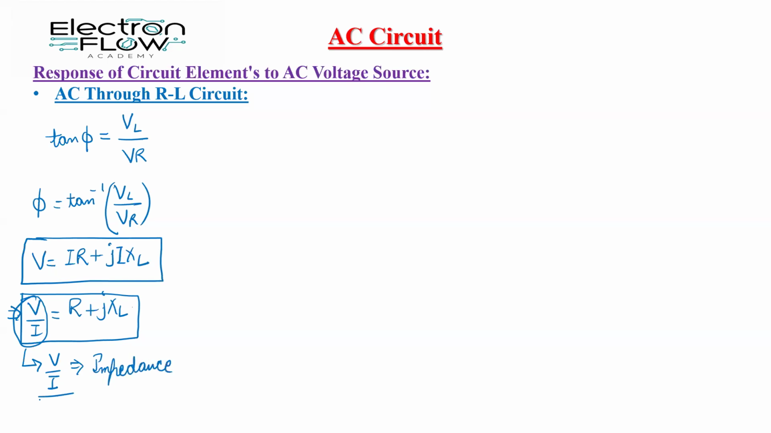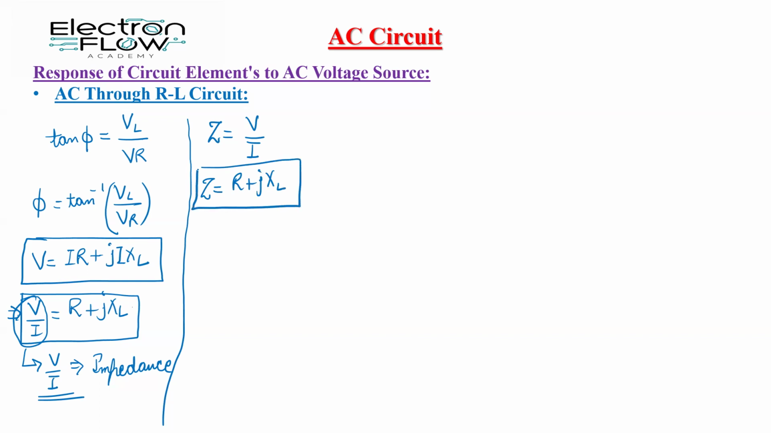Okay. So this is the ratio which is called the impedance of the circuit, and it is denoted by capital Z. The impedance may be regarded as the combined opposition offered to the flow of AC current. So basically, the impedance is equal to R plus jXL in the case of the series connection of resistance and inductance.